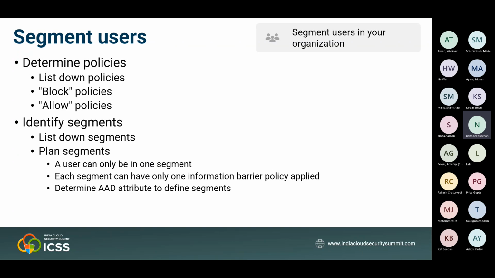And one thing to note here is that a single user can be only part of one segment. You cannot have one user in multiple segments. And then each segment can have only one information barrier policy applied. So again, these Azure Active Directory attributes are very much essential to define all those segments.